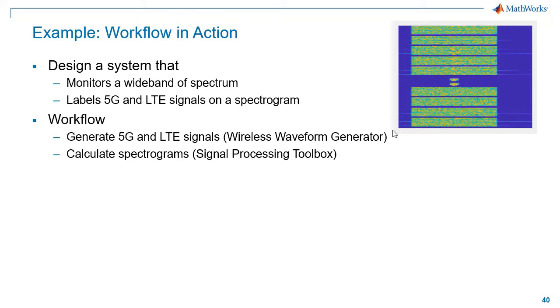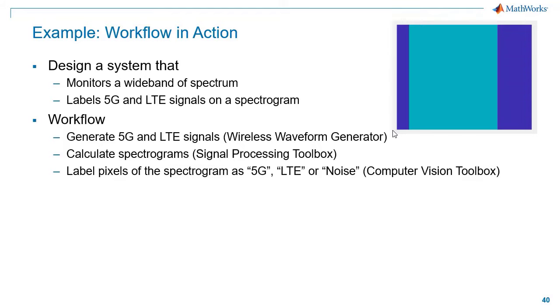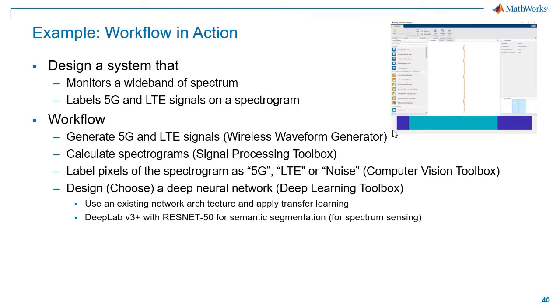Following that step, you can actually take that signal, time domain signal, and calculate spectrogram, which is a time frequency representation. And essentially, because spectrogram is an image, and you label them either using our computer vision toolbox as well as other tools, you can label those pixels on the image, which is a spectrogram image, as 5G, LTE, and noise.